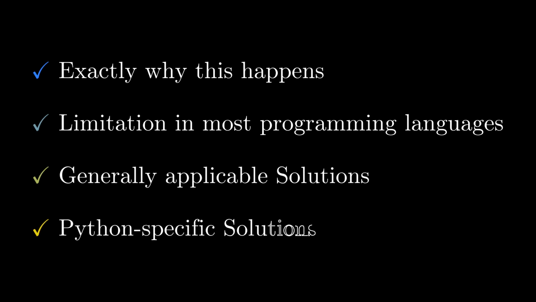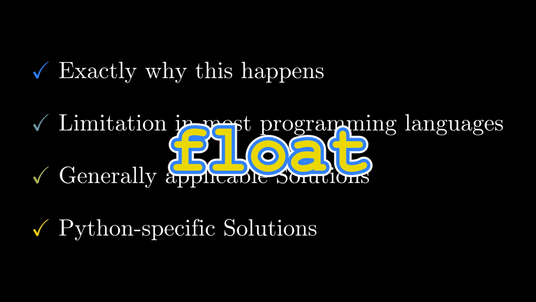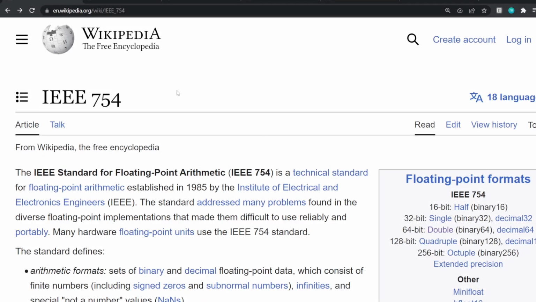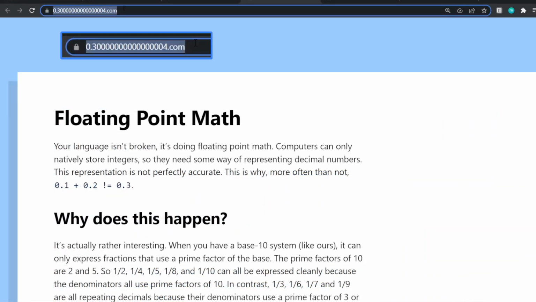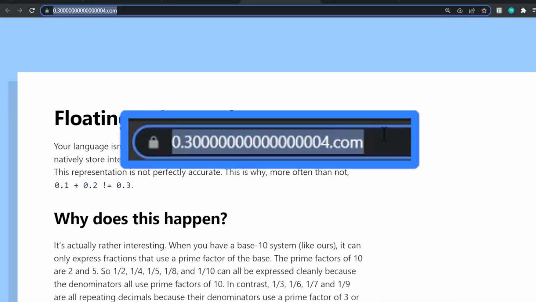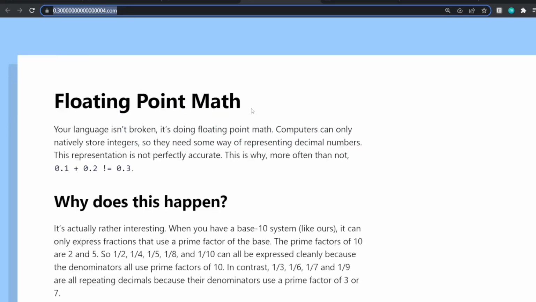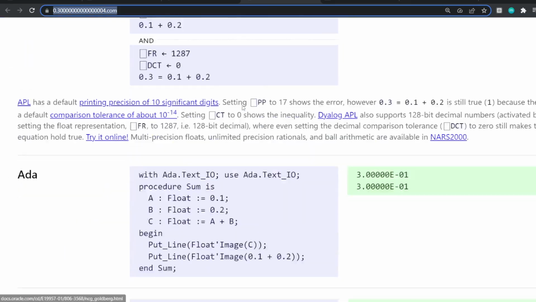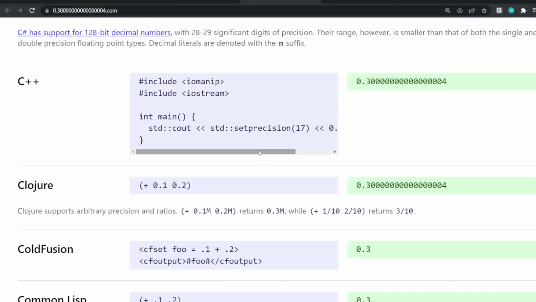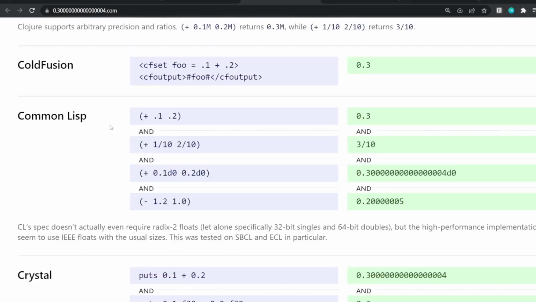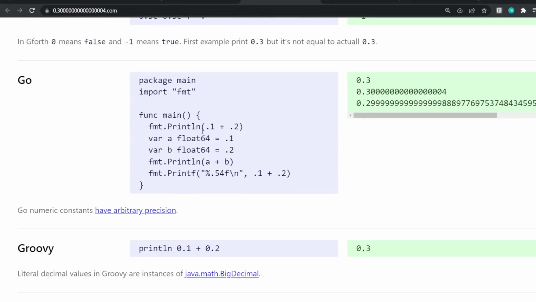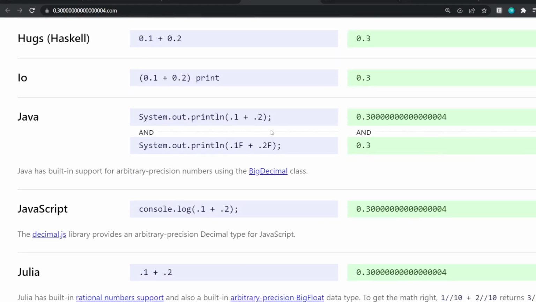First off, all the limitations we discussed are specific to the float data type both in Python and in all programming languages implementing the binary formats from the IEEE 754 standard. In fact, there's a whole website called 0.30004.com that shows you the behavior of various languages in regards to this limitation. Here we can see how in C++, adding 0.1 plus 0.2 would give us the same result we saw in Python. And the same is observed in other languages such as Go and Java.